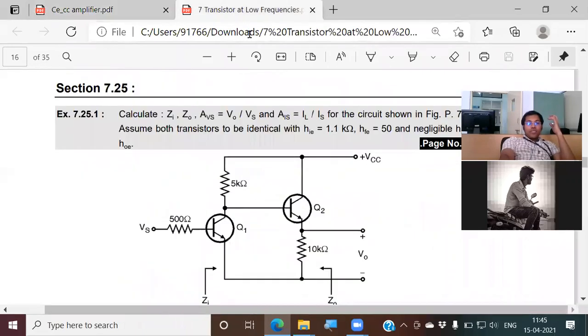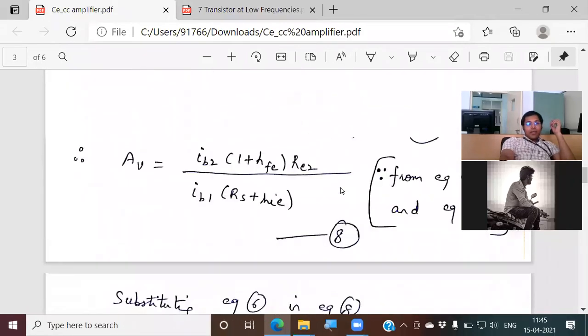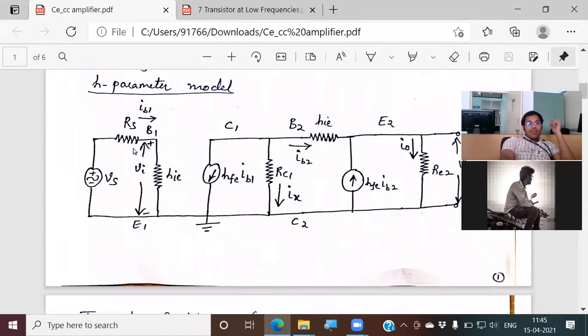But the question didn't ask AI. The question asked AIS. How can I get AIS? For that, I cannot directly use this circuit because I don't know what IS is. How can I get IS? If I do source transformation. Can anybody tell me what source transformation is? A voltage source in series with a resistance can be replaced by what?